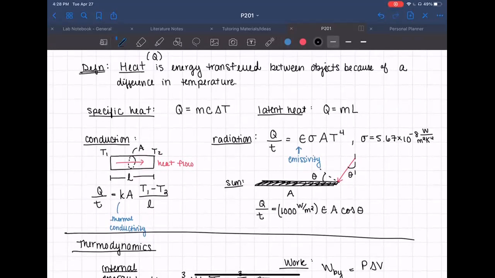So I started off, just because I think that it's meaningful to me to know the actual definition of heat. So I think that means that it could be meaningful to some of you. So heat, and I put in parentheses the capital Q, is the energy transferred between objects because of a difference in temperature. So kind of knowing where heat comes from and what exactly it is and how we can distinguish it from temperature or from thermal energy.